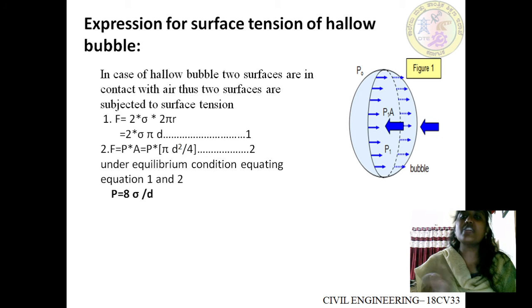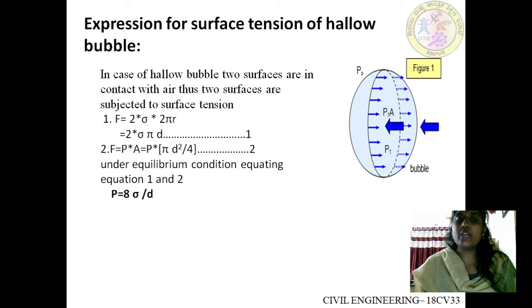If there is a change in medium from water to air, we can see a surface tension force is acting. So in this case also, since two surfaces are in contact with air, the expression we can write as 2 into sigma into 2 pi r. 2 pi r is for the circumference of the circle. The next force is the pressure inside the hollow bubble, which is nothing but P into A.